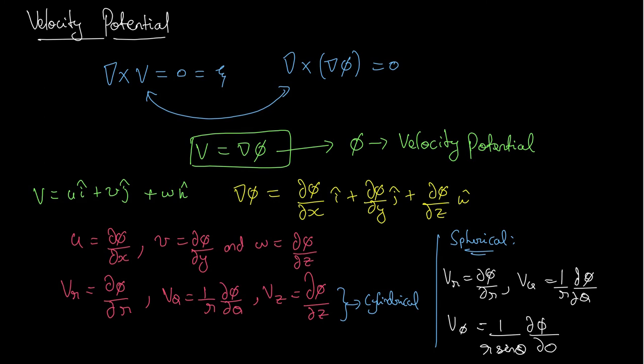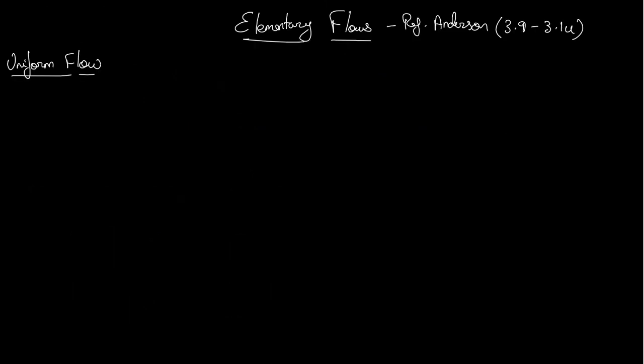So capital phi is that angle that we have. So we have r comma theta comma phi. And the cylindrical coordinate system would be r comma phi comma z. This is just x comma y comma z. And that's all about velocity potential.